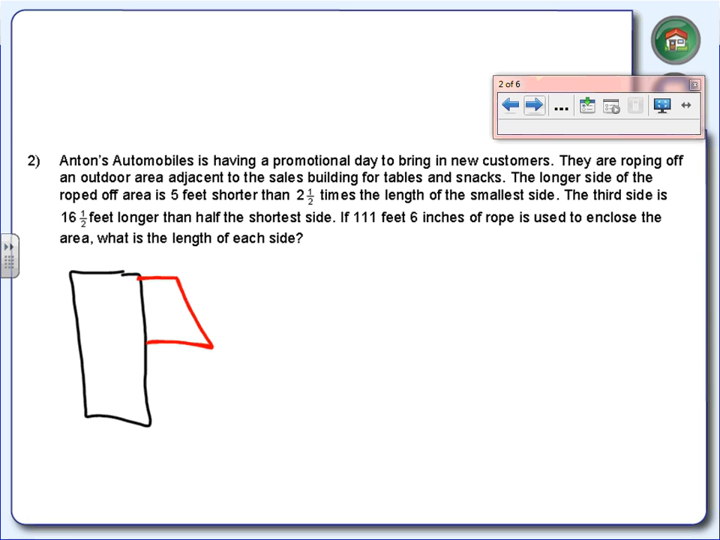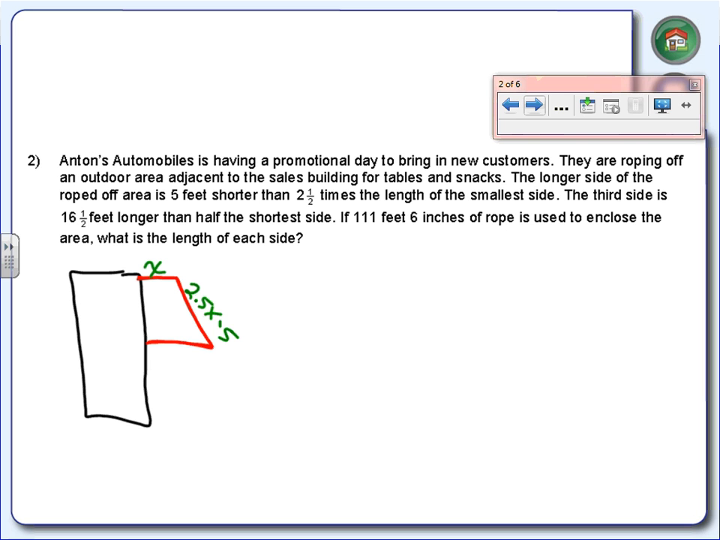Now let's go back through and read this again. It says the longer side of the roped off area is 5 feet shorter than 2.5 times the length of the small side. The problem is we don't know what the small side is, so I'm going to call the small side x. Now I can come over here and name my long side. Again, it says the long side is 5 feet shorter than 2.5 times the short side. So that would be 2.5x. It's 5 feet shorter, so minus 5. 2.5x minus 5.